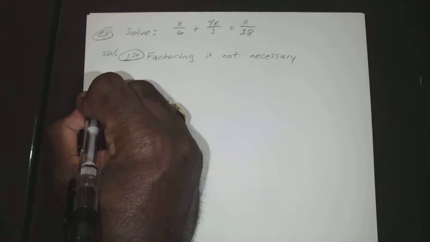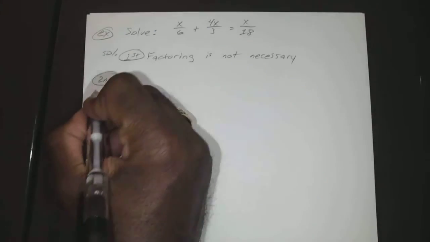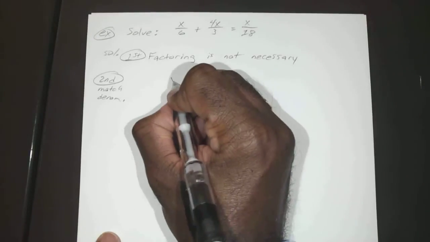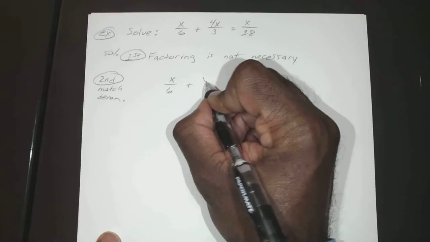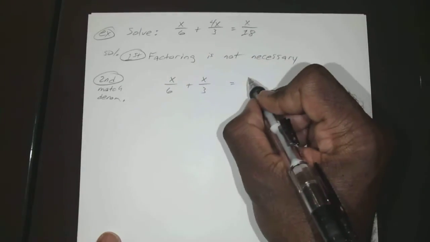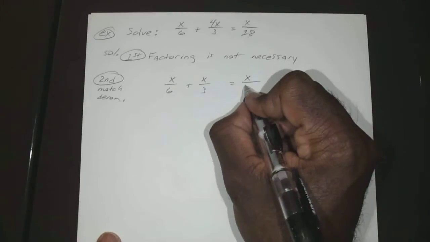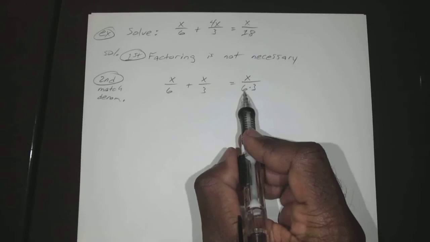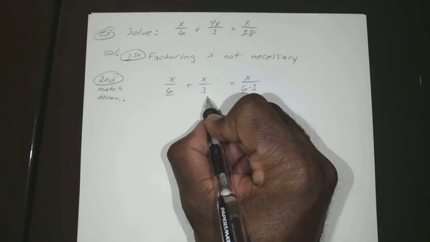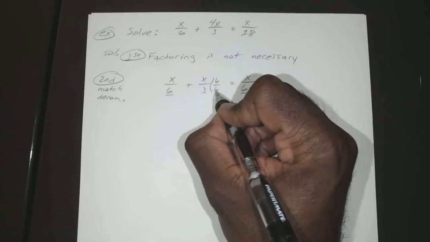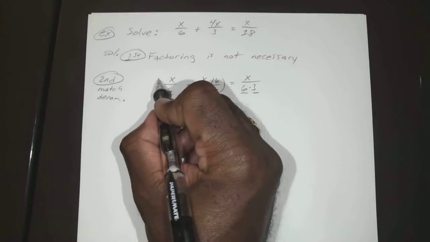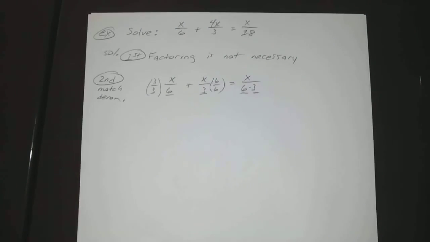Okay. Now for your second step, you want to match all of your denominators. So you have x over 6 plus 4x over 3 is equal to x over, and instead of 18, I'm just going to write it as 6 times 3. Now we match up our denominators. We have a 6 here and a 6 here, but we don't have a 6 here. So we multiply this by 6 over 6. We have a 3 here and a 3 here, but we don't have a 3 here. So we multiply this one by 3 over 3. So we have 3 times 6, 3 times 6, and 3 times 6. So all of our denominators match up.